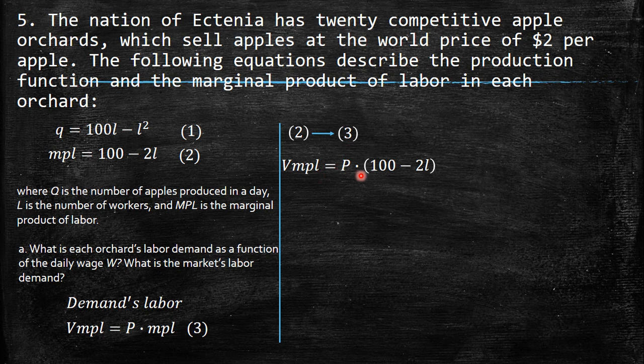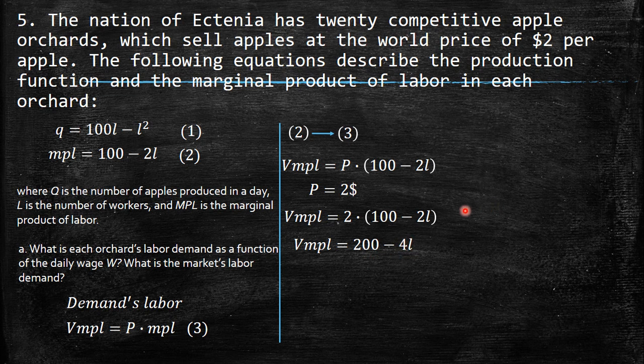Then we have that the value of the marginal product of labor is exactly equal to the price times the marginal product of labor. What is the marginal product of labor? It is this one, 100 minus 2L, right? Then we know that the price, because it is provided by the exercise, for apples is 2. Then we just replace the price: 2 times 100 minus 2L. I just multiply. I have 200 minus 4L.